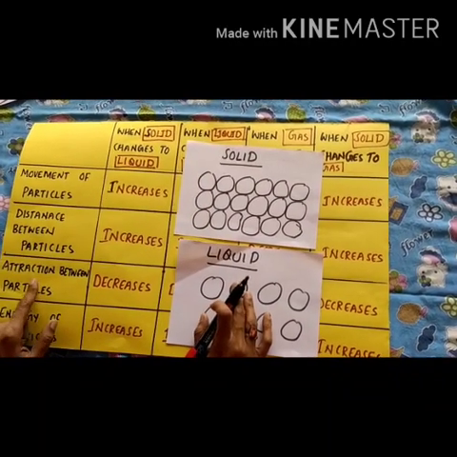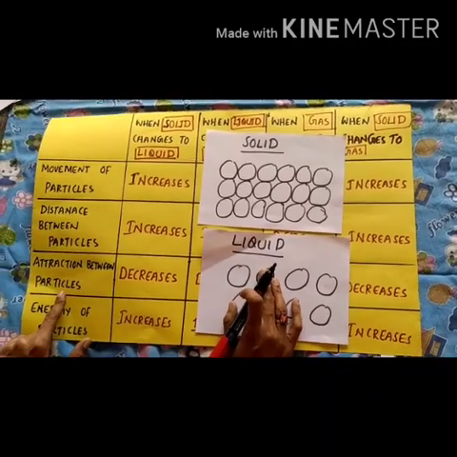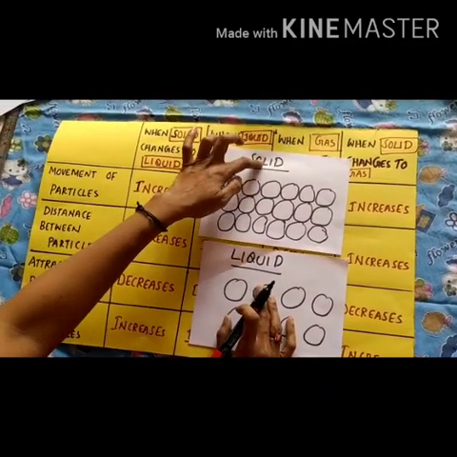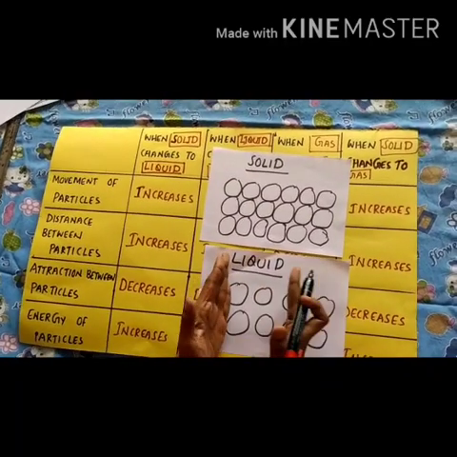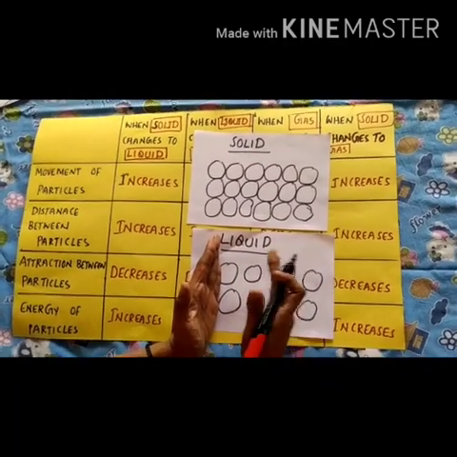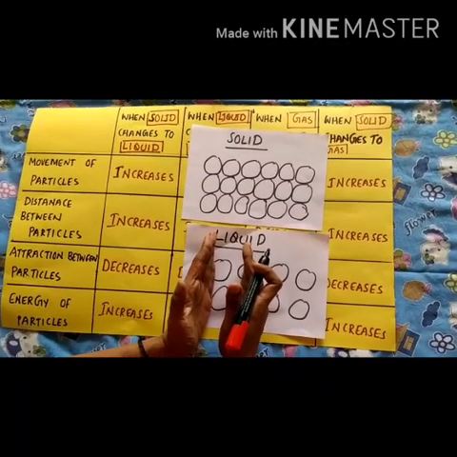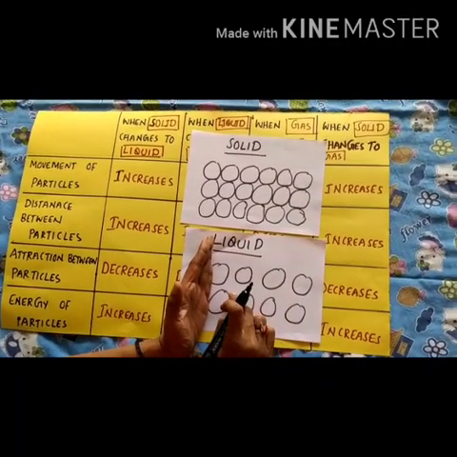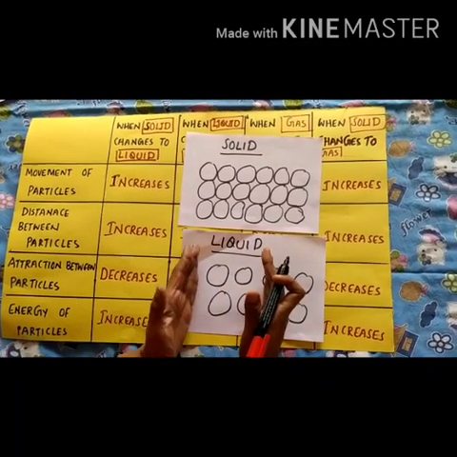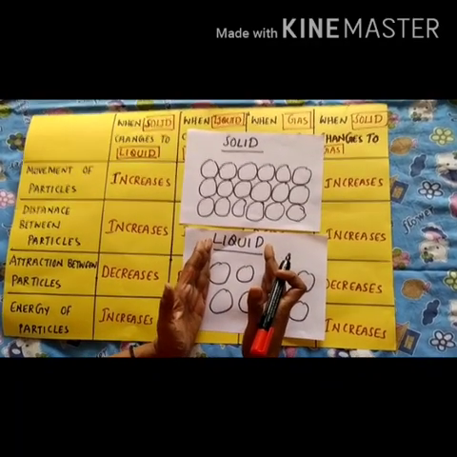The next property, attraction between the particles. This is solid, this is liquid. When this solid changes to liquid, what happens to the attraction? Particles are far apart, so attraction decreases. When solid changes to liquid, the attraction between the particles decreases because they are far apart.